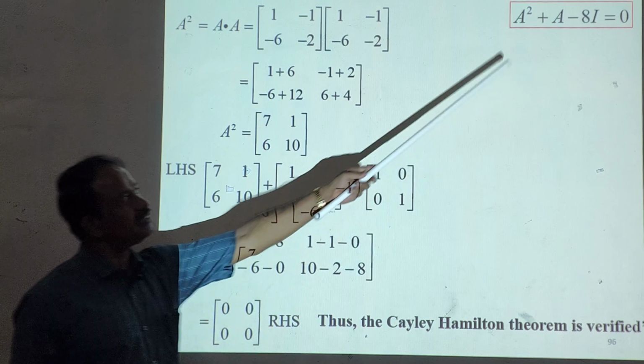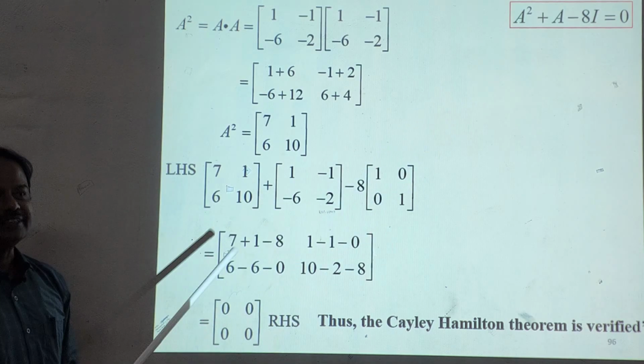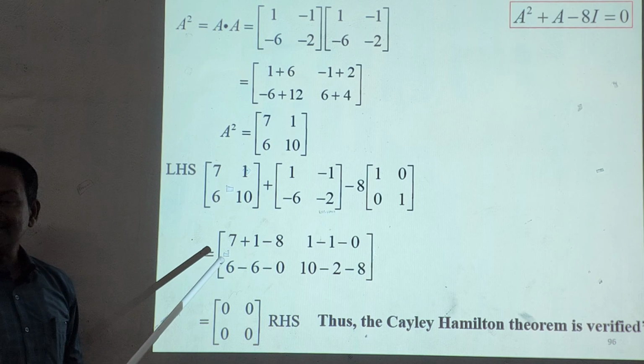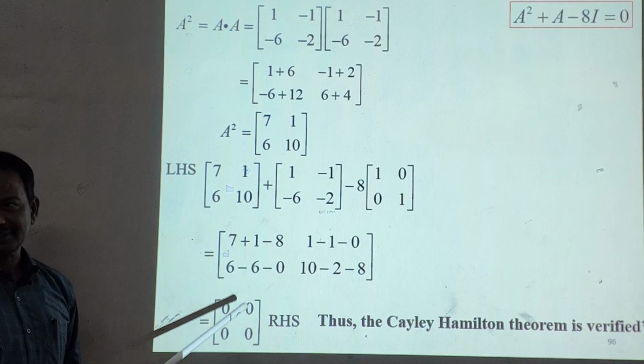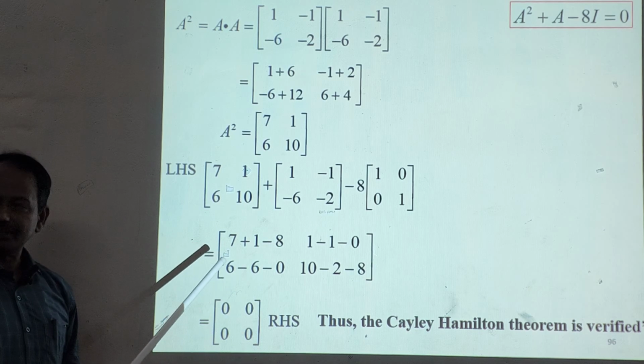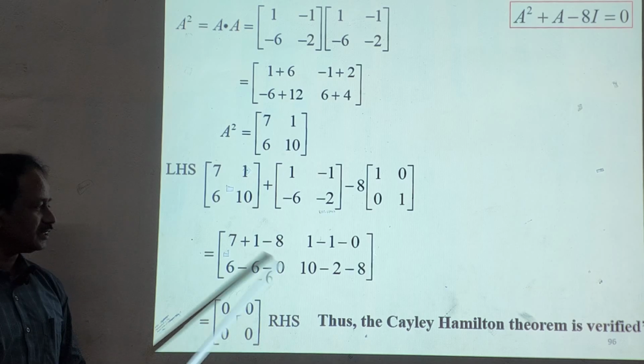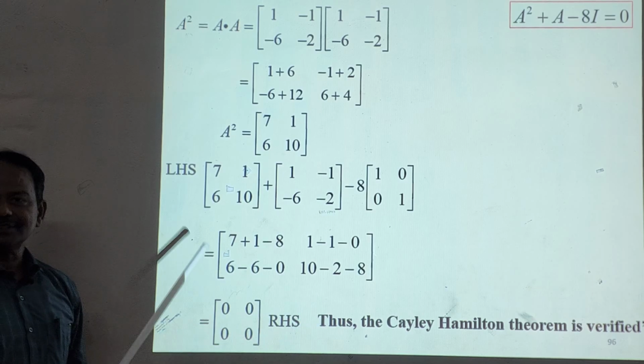So it satisfies, see here, right hand side you have 0. It satisfies its own characteristic equation when you replace lambda by A. Thus Cayley-Hamilton theorem is verified.